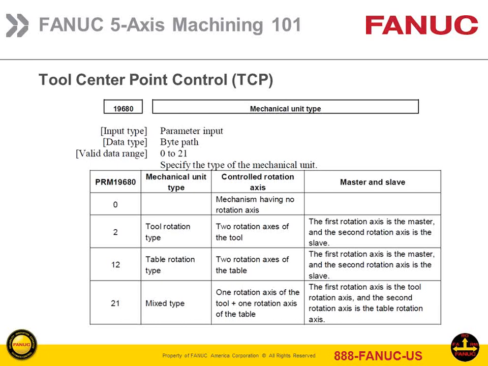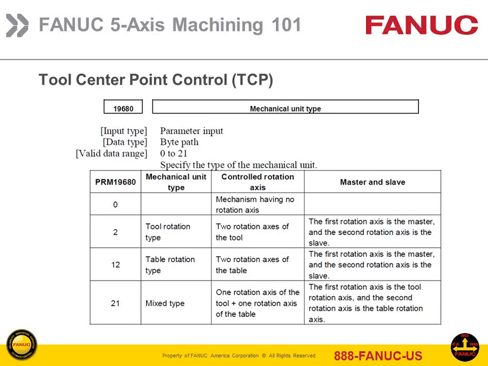there's a large variety of these, but 1968 is one of the critical ones because this is where you define the type of machine that you've got. And you have 4 choices here. This is in our parameter book, but it's something you want to make sure you have set correctly. The 4 choices are 0, where you have no rotation axes, and 2, where the tool is tilting, so the head tilts 2 different ways. 12 would be a table rotation type, and with that you'd have like a B axis with something on top of it. And then 21, that would be a mixed type.